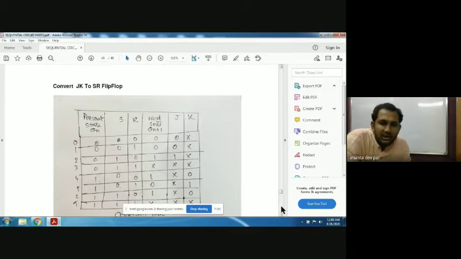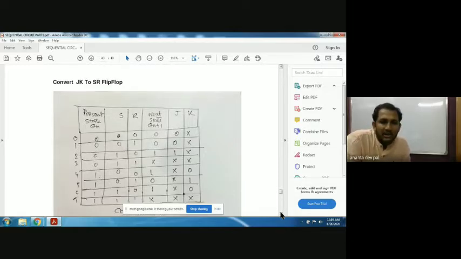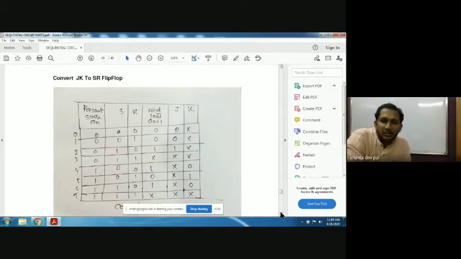For 1 1 that is invalid, cross, don't care. For 0 0 again that is no change. 1 is transferred to the next state. No change means the present state is copied to the next state. 0 1 for reset 0 and 1 0 for set, and 1 1 again, that is the invalid condition, cross. So this is the truth table of SR. So from the truth table of SR we have to find out the next state.